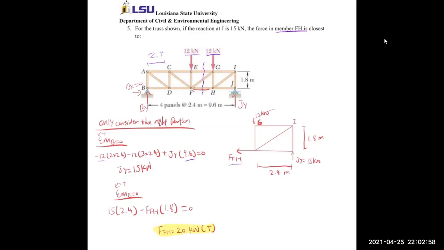All right, and then from JY to G, the distance between them is 2.4, right? So JY is 15, distance between them is 2.4, and then the distance between FH and G is 1.8 right here. So as you can see, just solve for FH. I get that FH is equal to 20 kilonewtons in tension. Okay, so this is a pretty straightforward problem.